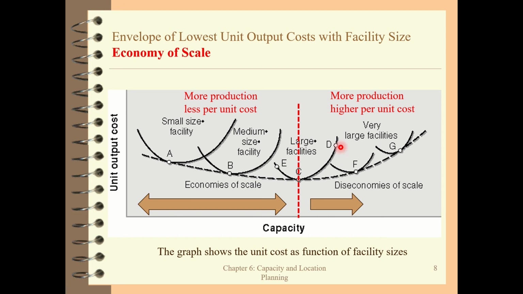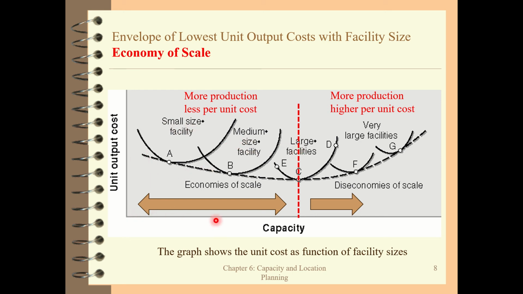The next definition about the capacity that you need to know is economy of scale. Please look at the graph. The graph is divided into two parts. This is the unit cost of the output, and this is the capacity. You can see from this graph the size of the factory, from small, medium, and large.